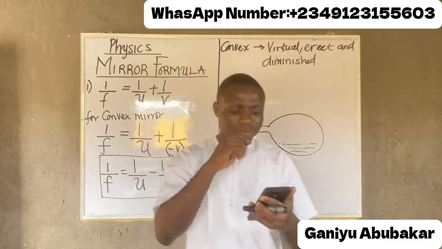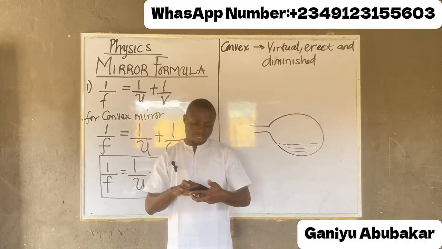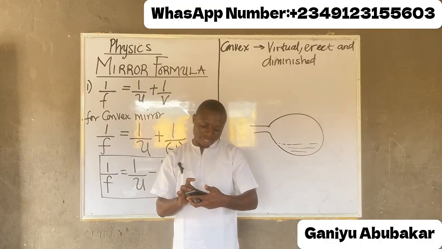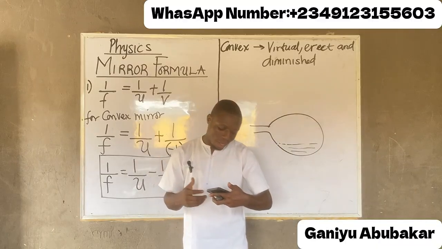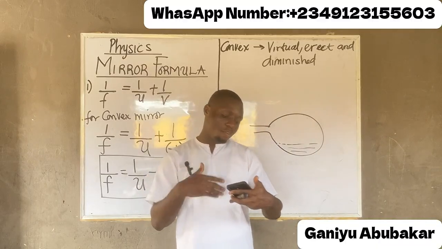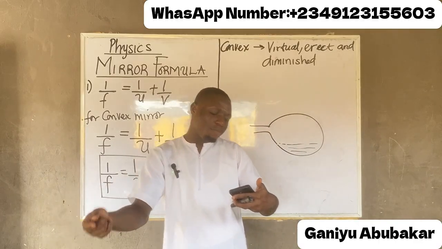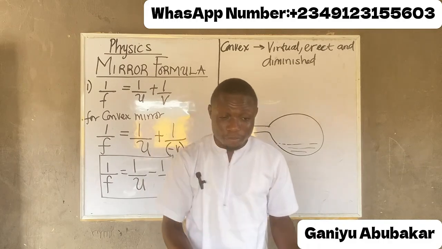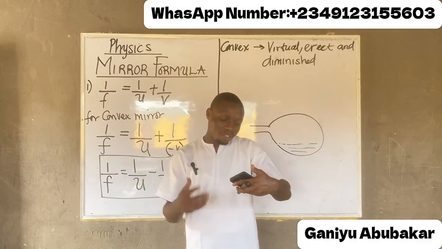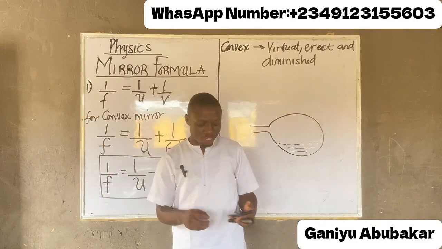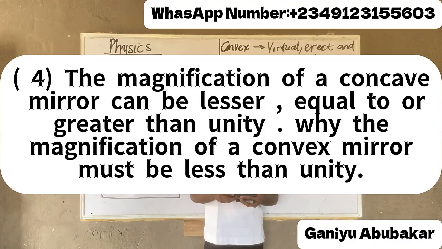So this is how I can explain the idea behind note number 3, which says the nature of image produced by the convex mirror is irrespective of the position of the object from the mirror. Irrespective of the position of the object, the mirror will diminish it. So it is virtual, erect, and diminished. That is the idea behind note number 3. Number 4, please.